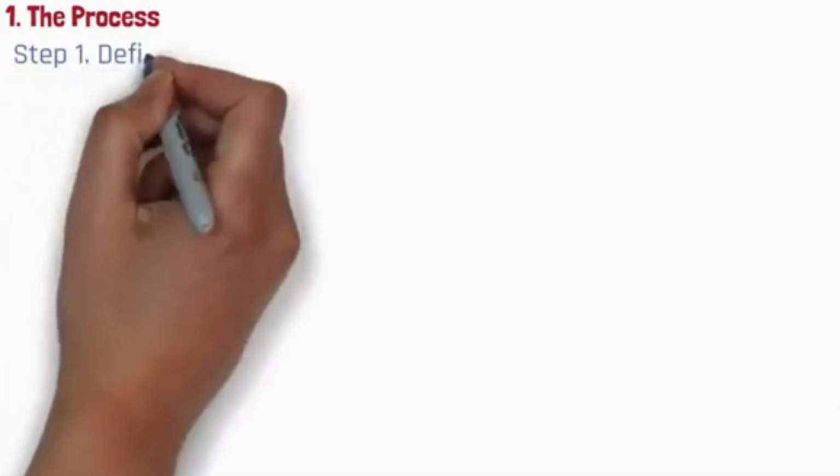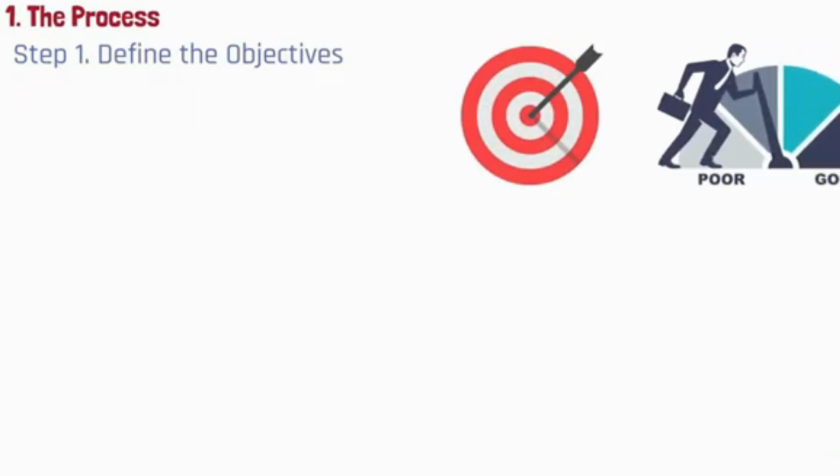Here's a breakdown of the key steps involved in a typical gap analysis. Step 1. Define the objectives. Clearly articulate the specific goals and objectives that the organization wants to achieve. These could be related to performance, market share, profitability, customer satisfaction, or any other relevant aspect.